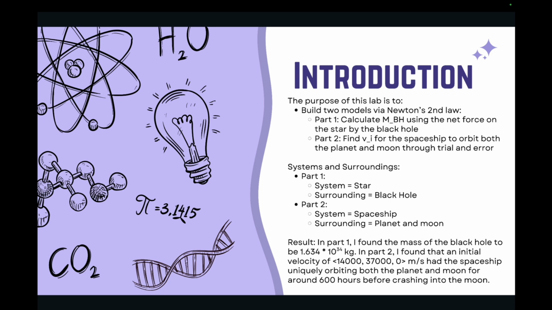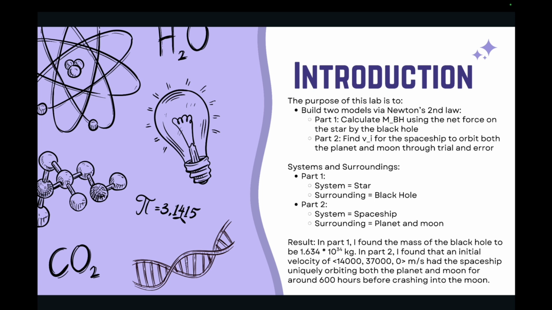In part 1, I calculated the mass of the black hole using the net force on the star by the black hole, and in part 2, I found the initial velocity for the spaceship to orbit both the planet and the moon through trial and error. In part 1, the system was a star and the surroundings were the black hole, and in part 2, the system was a spaceship and the surroundings were the planet and the moon.